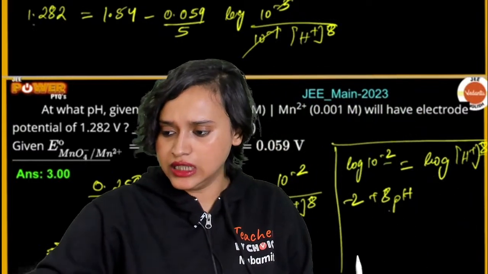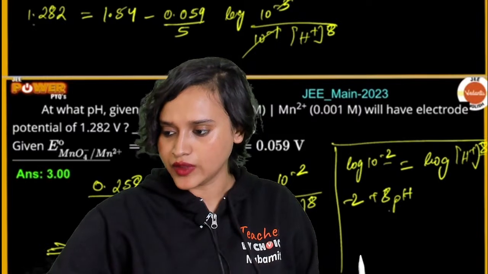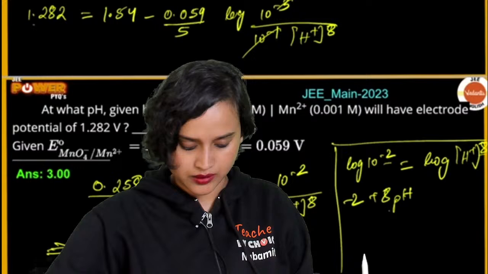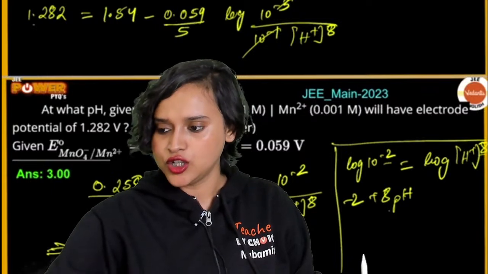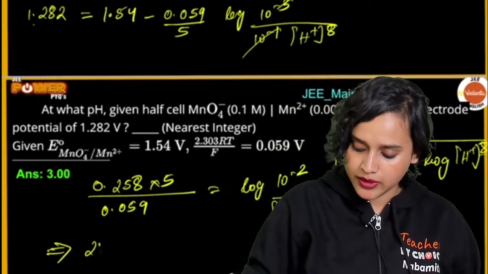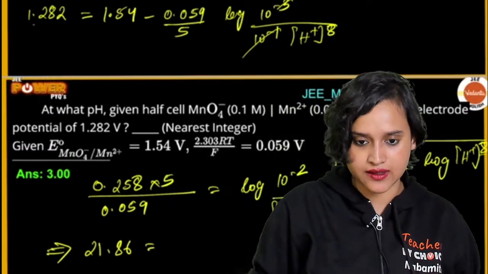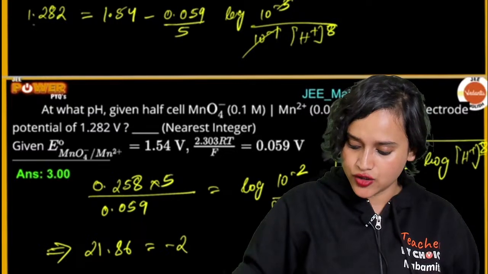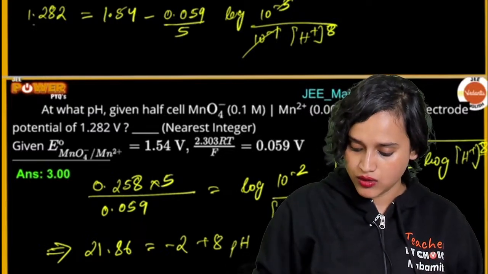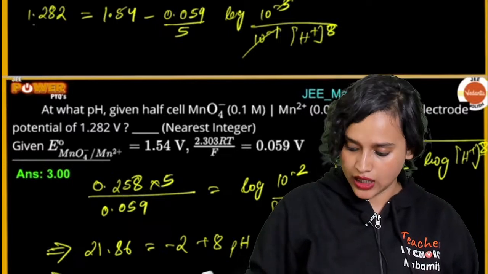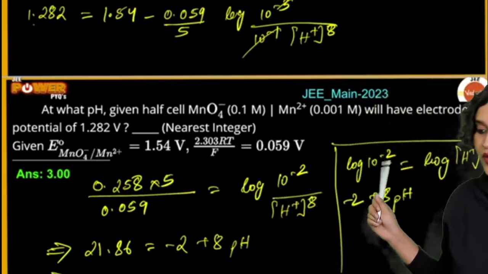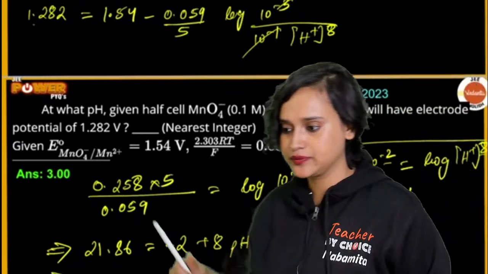0.252, this divided by 21.86. That's what I am getting, guys. I am getting 21.86 is equal to minus 2 plus 8, and that's your pH. Now if you calculate this further, your pH is equal to how much now? How much will you be getting?